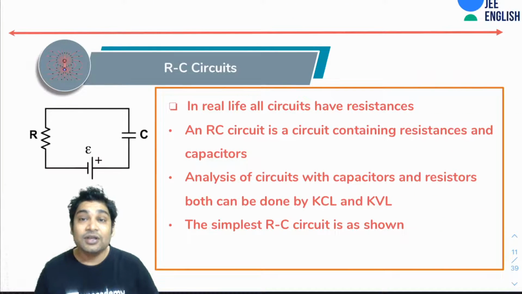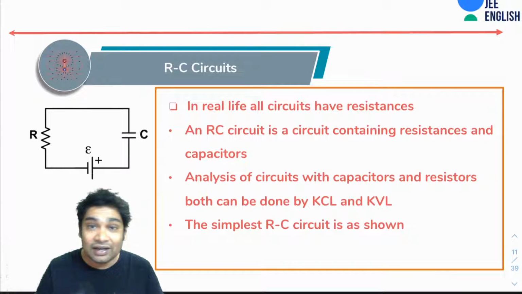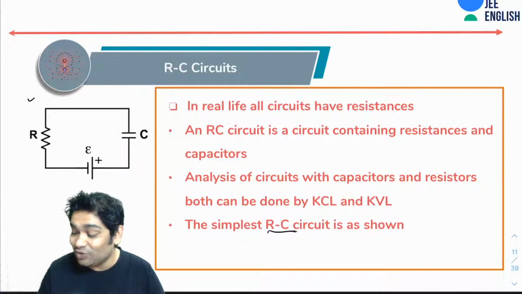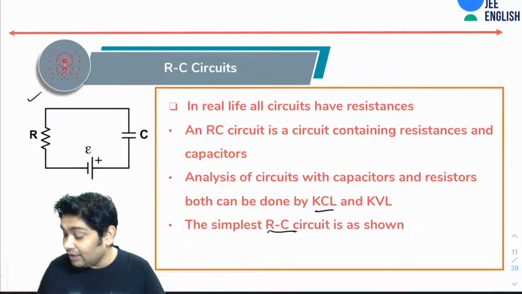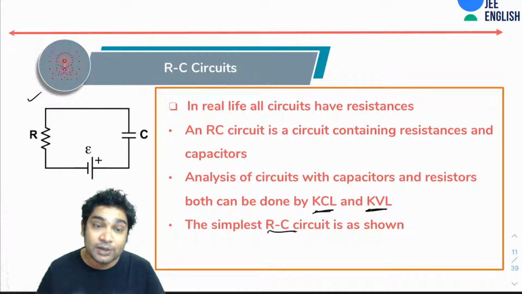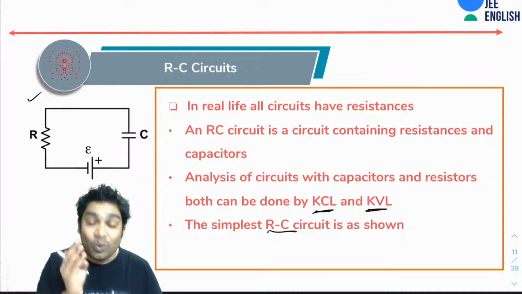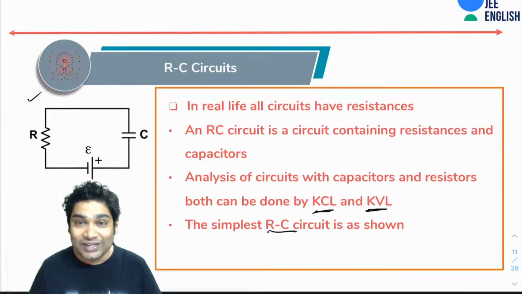So let's start. As I said, in real life, all the circuits have resistances. An RC circuit is a circuit containing resistances and capacitors. Analysis of RC circuits can be done with the help of KCL and KVL. The simplest of the RC circuits is what you see here. This is the simplest possible circuit. All the analysis will again be done by KCL and KVL. These laws, as I keep telling you, are fundamental laws based on the fundamental principles of conservation of energy and conservation of charge. So these can be applied in any situation. It doesn't matter what kind of circuit it is, whether it has only resistors, only capacitors, or both resistors and capacitors, or even other circuit elements like inductors, about which you will study later this year.